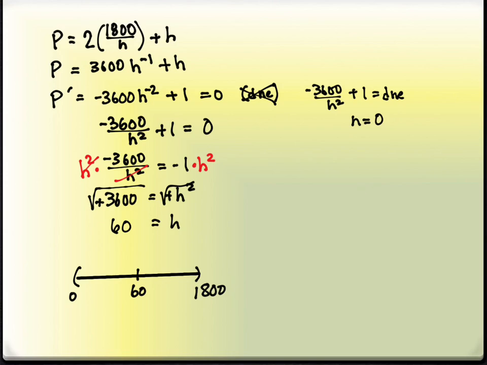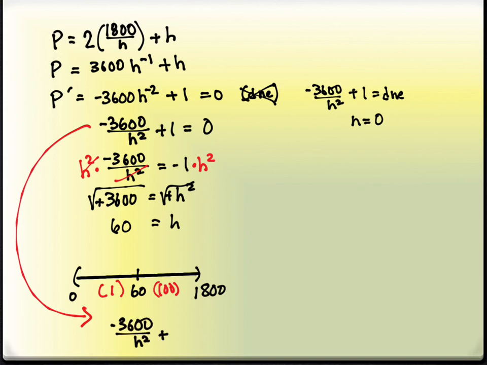Okay? So somebody tell me a number between 0 and 60 that would be nice to work with. 1 is fantastic. And now I need a number between 60 and 1800. 100. Okay. And remember, it doesn't matter what you pick. As long as you pick something between, you're going to get the same answer that I will. We're going to put these red values into the perimeter prime, or this version of it if you prefer. So we're going to put each value into negative 3600 over h squared plus 1, and our question is whether we get a positive or negative.